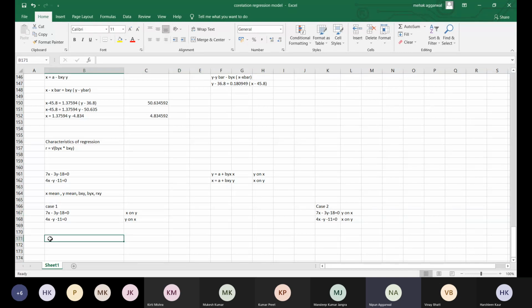So we will take x on one side and the rest on the other side. So 7x is equal to 3y plus 18, and this regression becomes x is equal to 3 by 7y plus 18 by 7. Doubts in this?